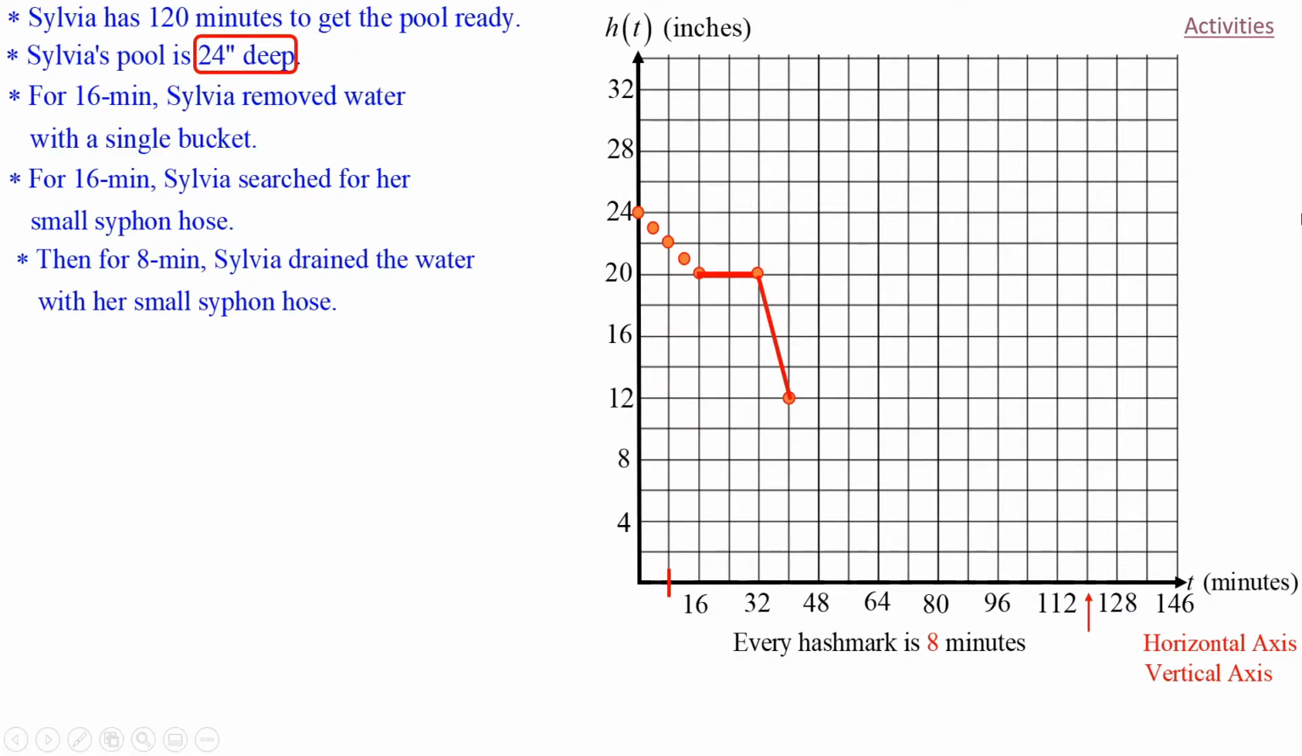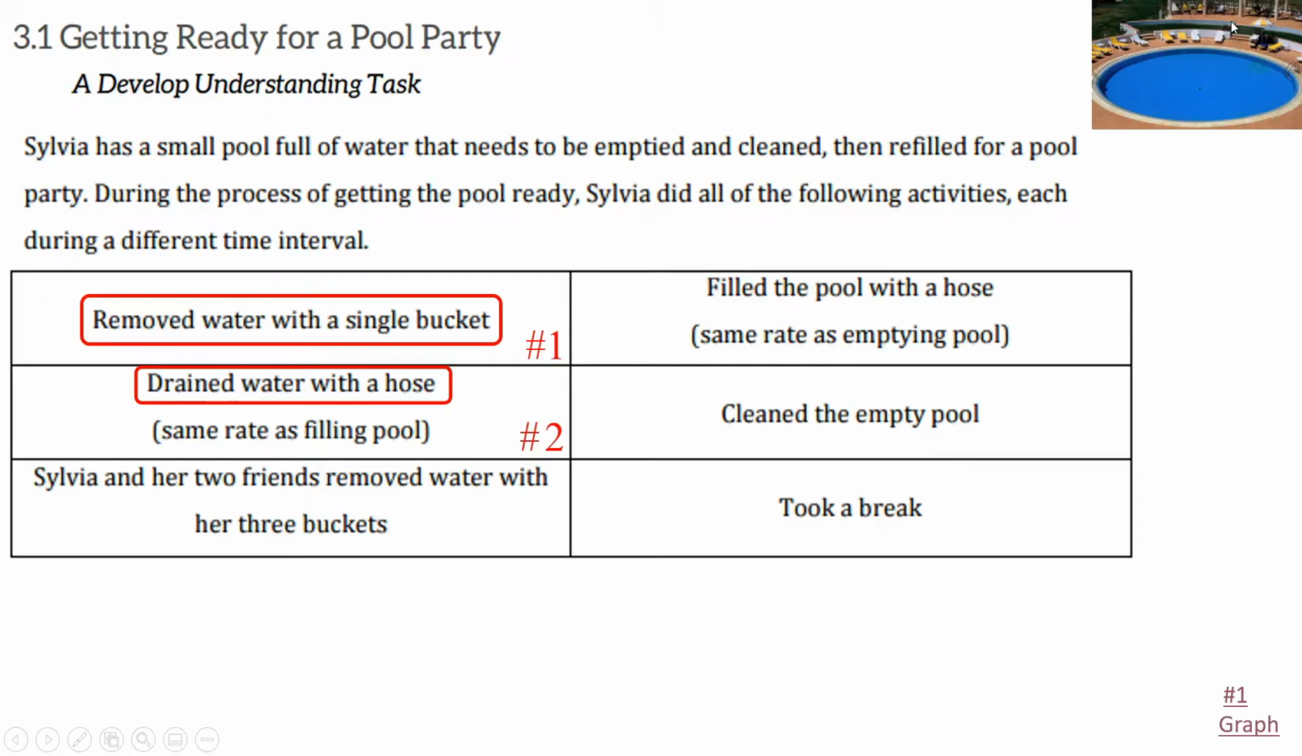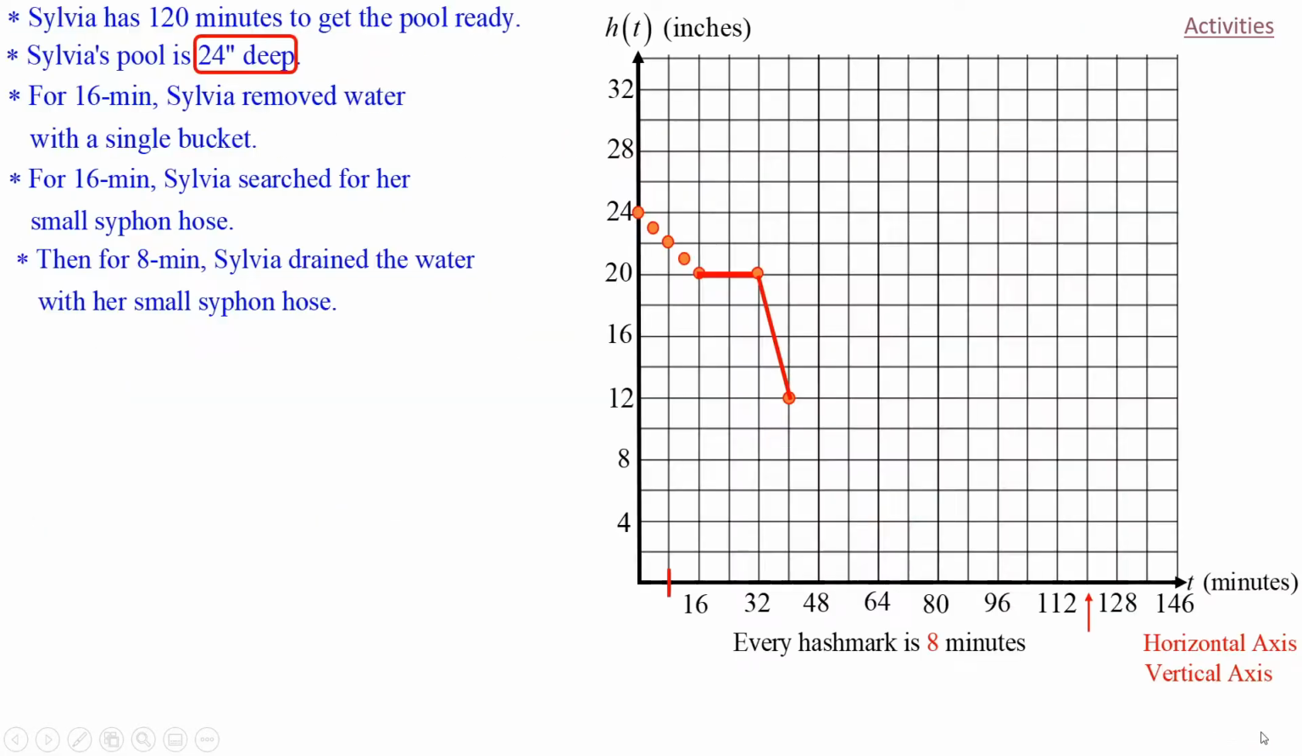So what's going to happen next? Let's get back to the activities. All right, well, what's the third thing that Sylvia is going to do? Oh, Sylvia and her 2 friends then removed water with her 3 buckets. So 2 friends have arrived early for the pool party, and they're going to help Sylvia get set up. And Sylvia just happens now to have 3 buckets. So they're all going to start pulling water from the pool, 1 bucket at a time, but now they have 3 of them. All right, let's see what that would look like.